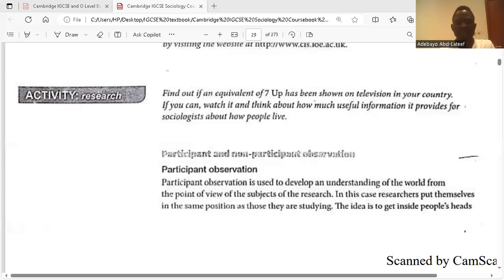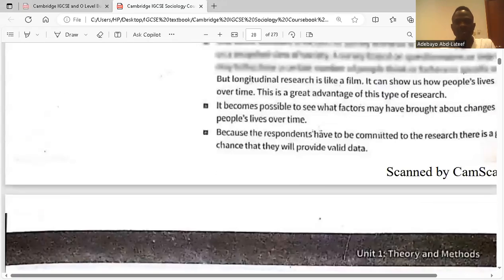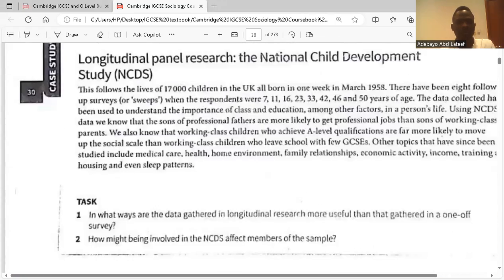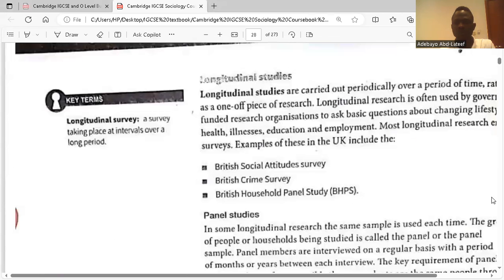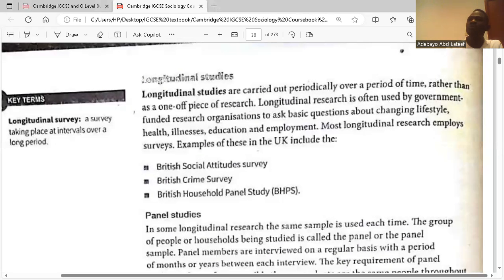So we go to longitudinal studies. That's another form of research method. For longitudinal studies, these are surveys that are carried out periodically over a period of time, rather than as a one-off piece of research. An interview or a questionnaire is a one-off piece. But when it comes to longitudinal research, that means this research will go for a long period of time. That means it's going to monitor even the life events of participants for a very long period of time.